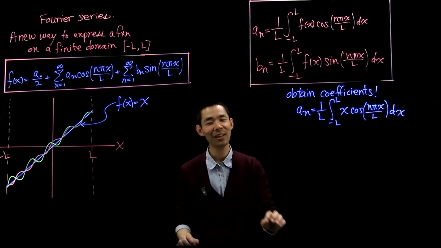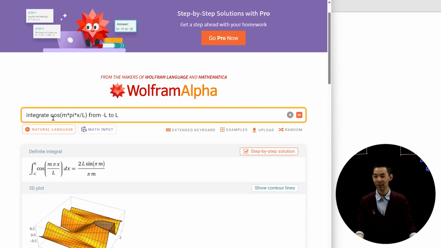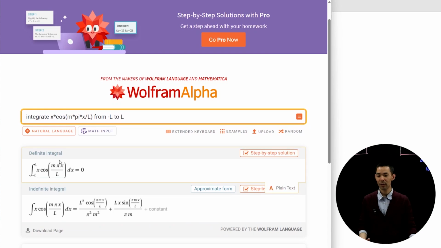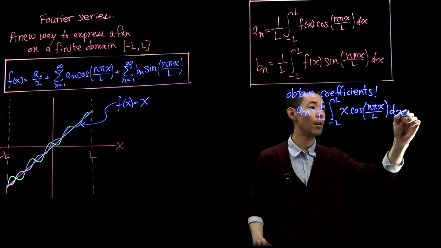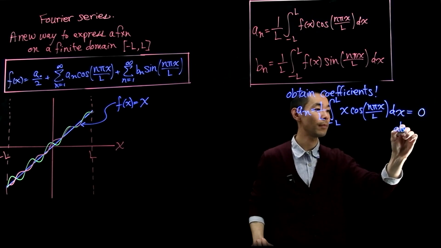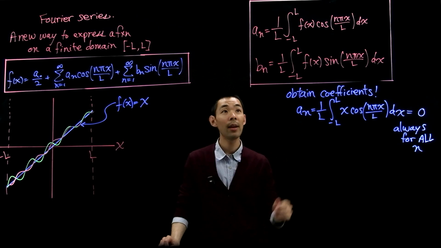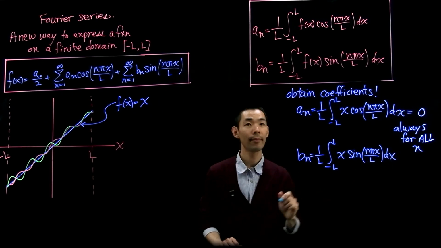But just in case you're doubting me, let's go to Wolfram Alpha and see if that gives us the same thing. There we go. The integral of x times cosine m pi x over L from negative L to L is just equal to 0, as expected. So this one is always equal to 0, for all values of n. Now, the other coefficient b sub n, we can obtain that too.